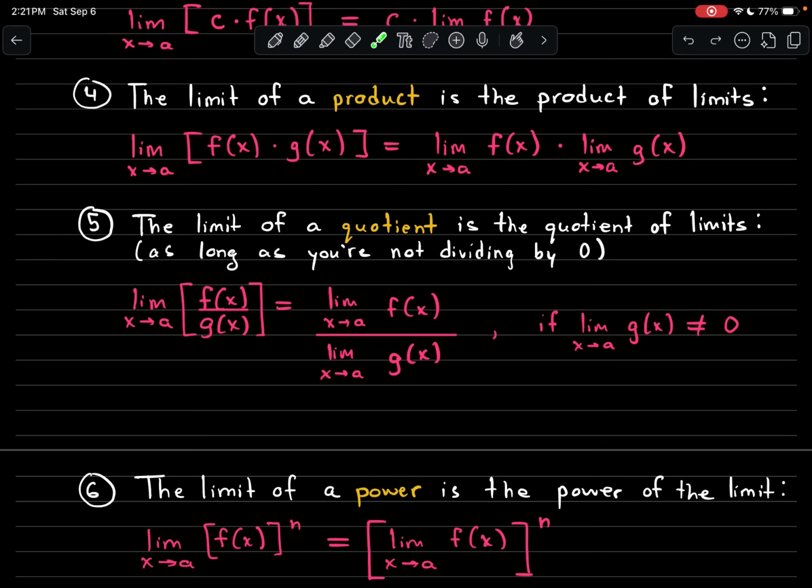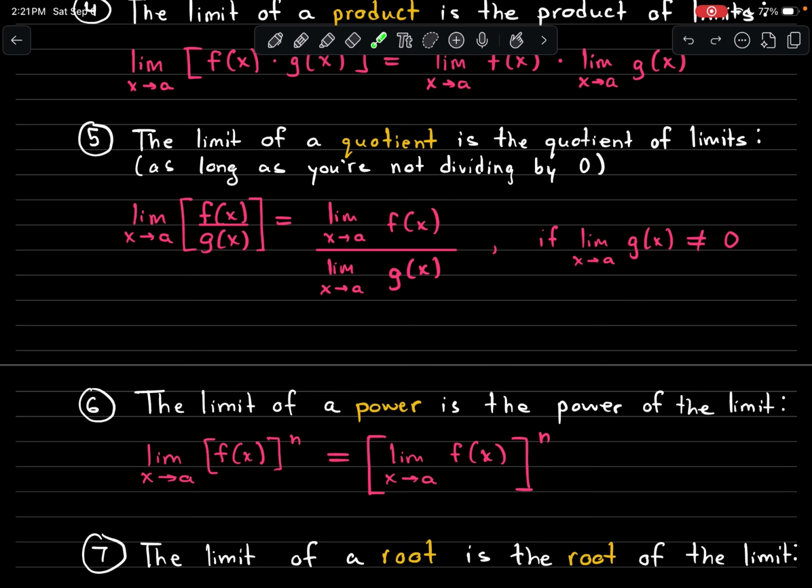Our next rule, number 6, the limit of a power is the power of a limit. So if we have the limit as x approaches a of f of x raised to the nth power, we can go ahead and throw that limit inside the power. So we can compute this first, the limit as x approaches a of f of x, and then raise it to the nth power at the end.